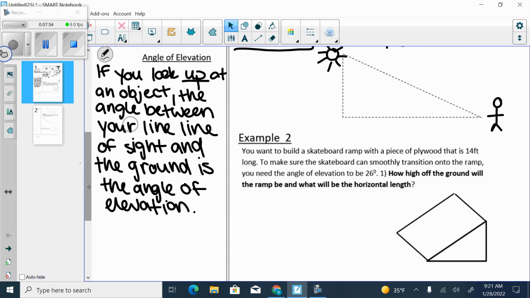This is your line of sight, right? That is the line you are looking up on to see the sun. So this is what we call line of sight. And the ground is some horizontal line, right? So even if you were standing up on a platform of some sort, you still need it to be some horizontal line. So it's got to go straight across.